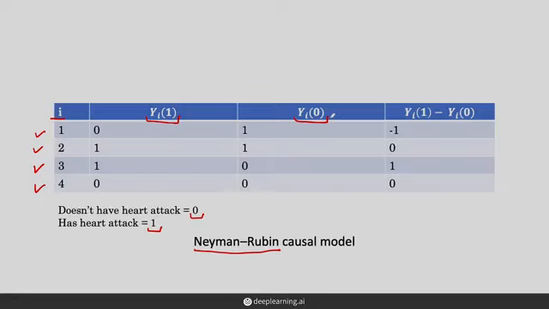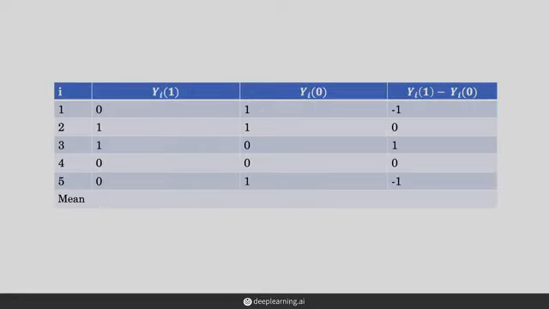Our main feature of interest is the unit level treatment effect, which is the difference between the potential outcomes. Here, -1 represents benefit, 0 represents no effect, and 1 represents harm. And you can confirm that these -1, 0 and 1 correspond to the difference between the first column and the second column.